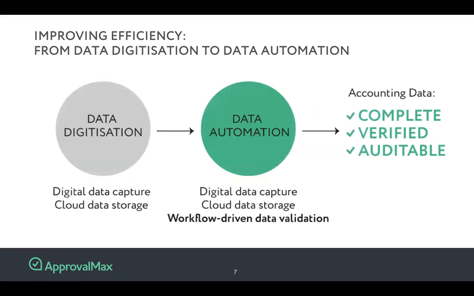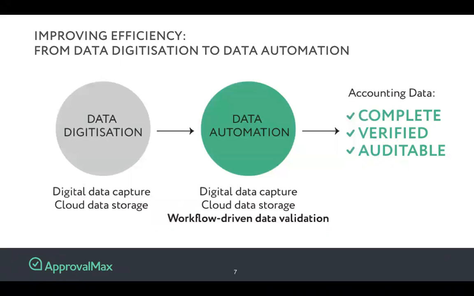So, improving efficiency, we're looking at two ways to do that, with the ultimate goal of eradicating inefficiencies resulting from manual intervention and paper-based processes. The first thing that can be done is data digitization, which implies digital data capture and cloud data storage and accounting, as we can see on our screens.